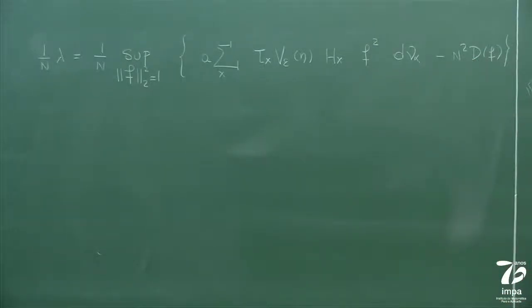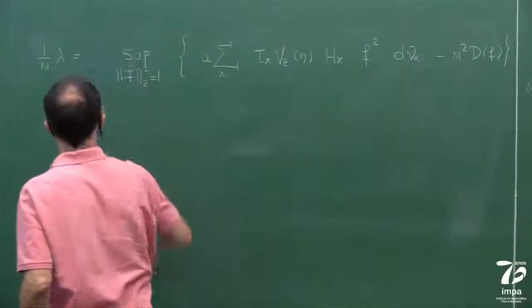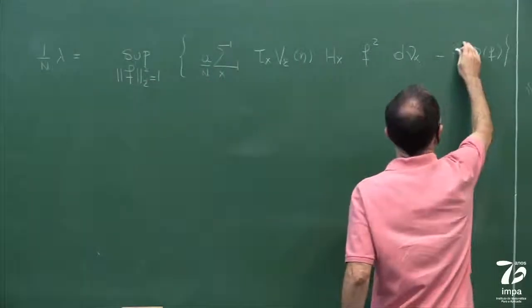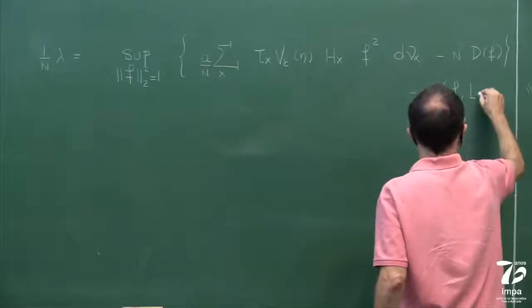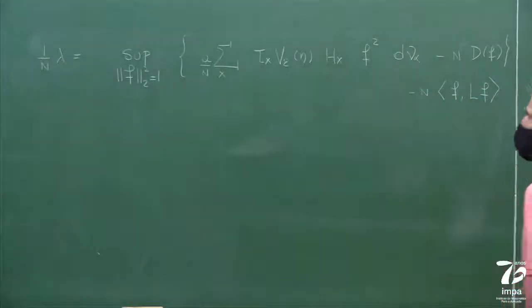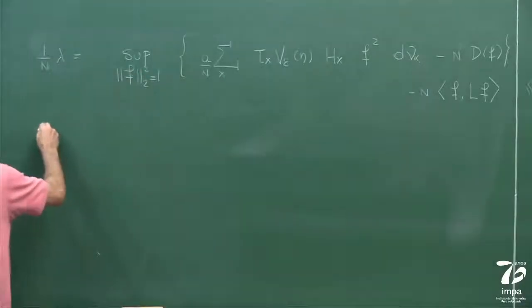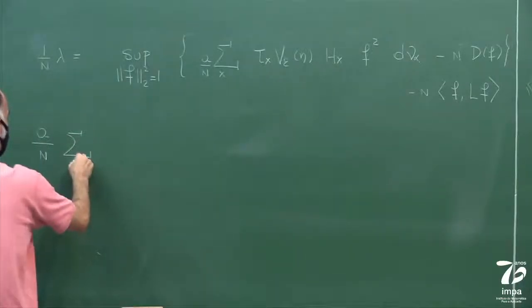And this expression, we already faced that expression. So let me put the 1 over n inside. Remember that this is the Dirichlet form, so this is minus n f Lf. And we already estimated this expression by a long computation.